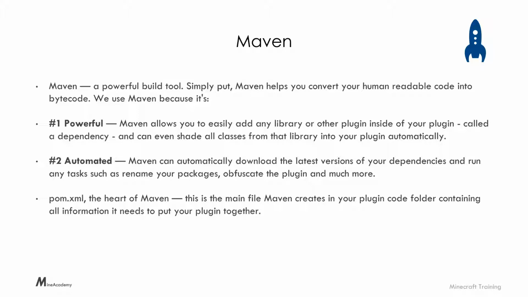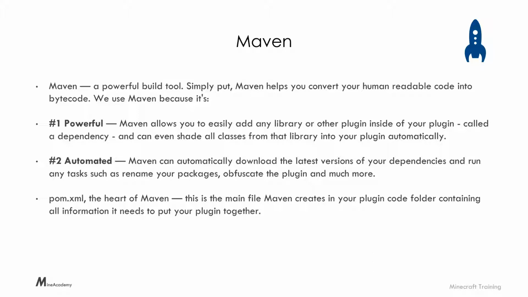And then number two, it is automated. So Maven can automatically download the latest versions of your dependencies and then run any tasks such as rename your packages, obfuscate your plugin, meaning it will make it hard for others to understand the code and what it does, and then much more. And just like the server is scanning the jar files for the plugin.yml file, Maven is looking for a so-called pom.xml file inside of your source code folder. And this is the main file Maven creates in your plugin's code folder, containing all information it needs to put your plugin together. So, just remember this.